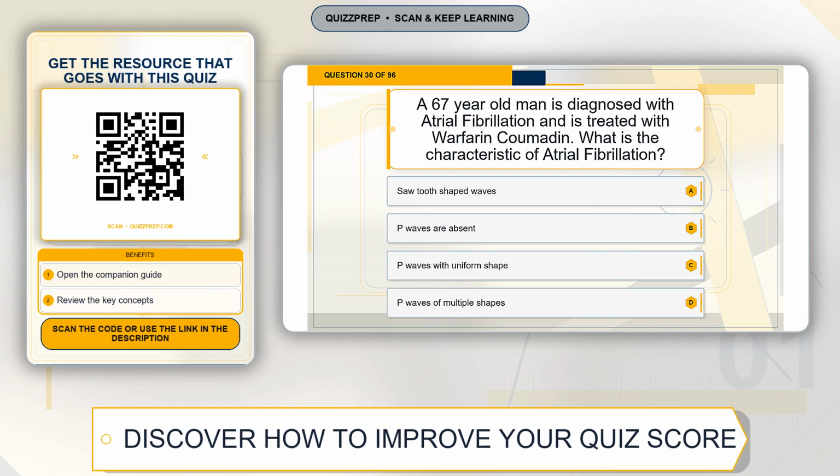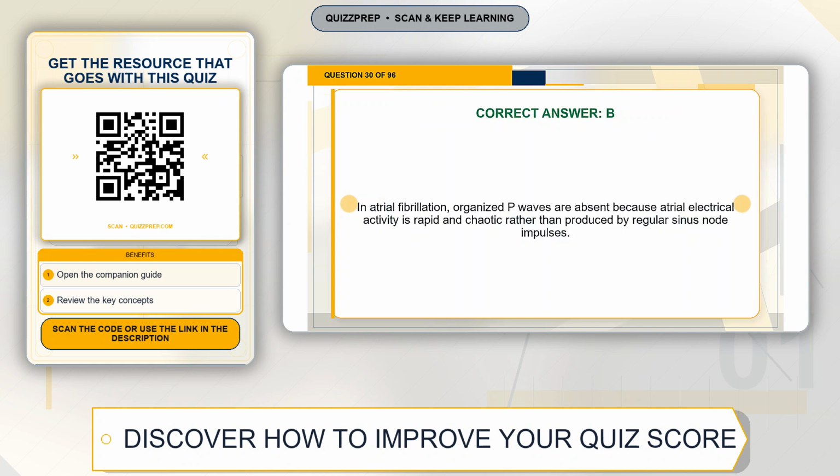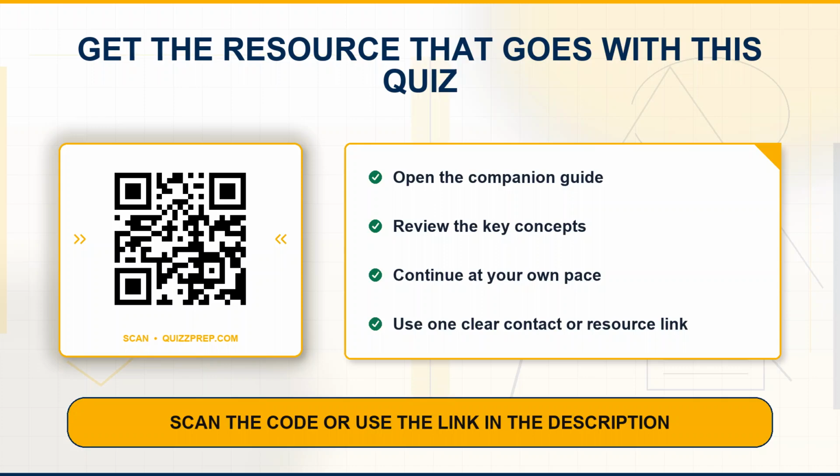Question 30. A 67-year-old man is diagnosed with atrial fibrillation and is treated with warfarin, Coumadin. What is the characteristic of atrial fibrillation? Option A, sawtooth-shaped waves. Option B, P waves are absent. Option C, P waves with uniform shape. Option D, P waves of multiple shapes. The correct answer is option B, P waves are absent. Explanation. In atrial fibrillation, organized P waves are absent because atrial electrical activity is rapid and chaotic rather than produced by regular sinus node impulses.